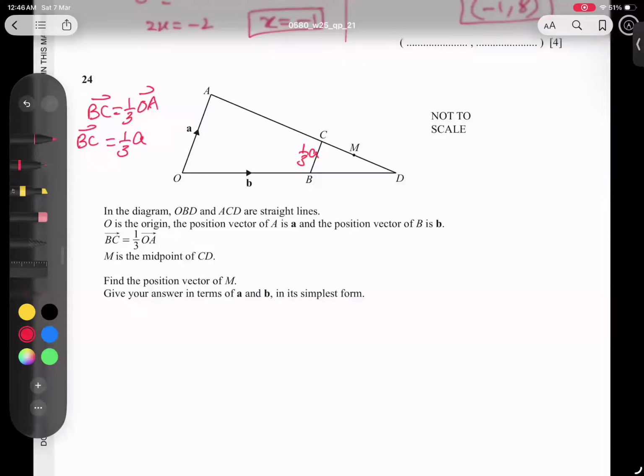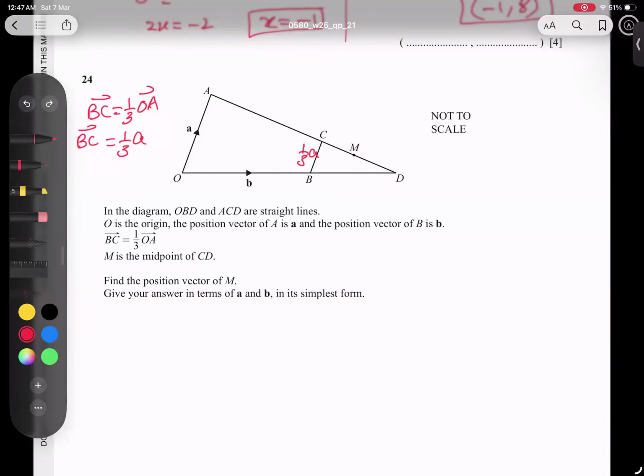Okay. And what is it asking? M is the midpoint of CD. So this is a midpoint. It means CD is what? This distance and this distance are equal to each other, this is the midpoint. And we're looking for the position vector of M. I have many ways to go: O to B, B to D, D to M. Or I can go from A to C, and C to M, or I can go O to B, B to C, and C to M.